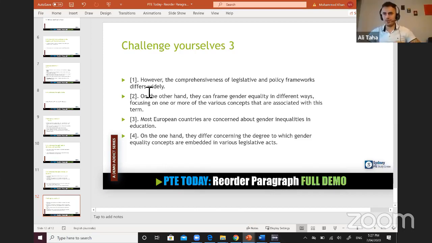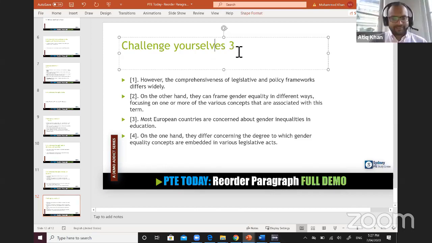Okay, Atik, Ali, what do you think? Which sentence is the independent sentence? From all these four different sentences, the most general and independent sentence definitely looks like number 3. It says most European countries are concerned. So it is the independent sentence.